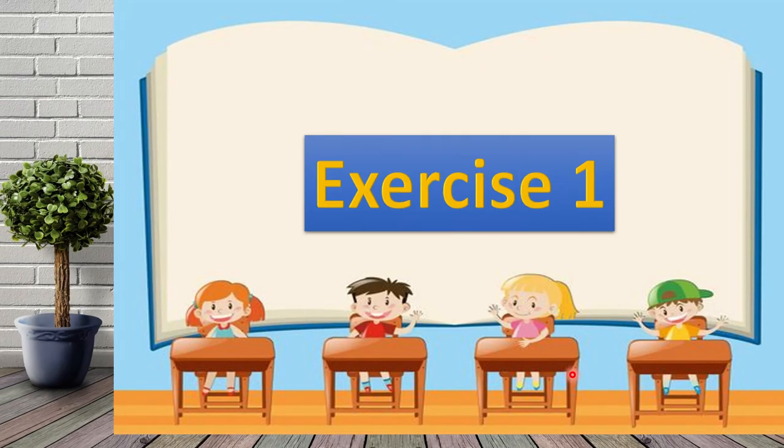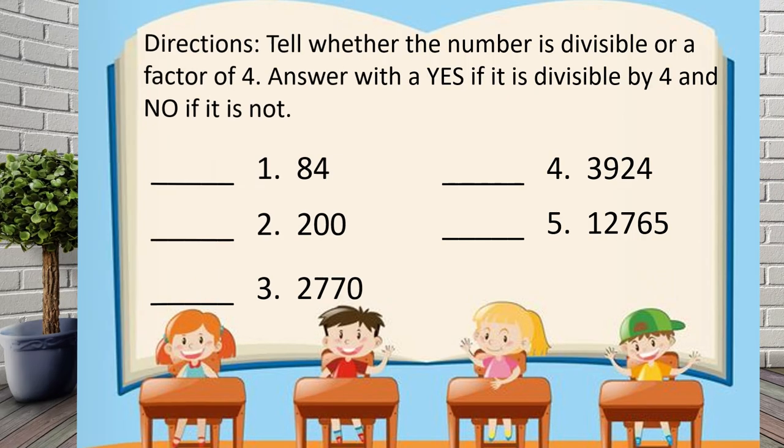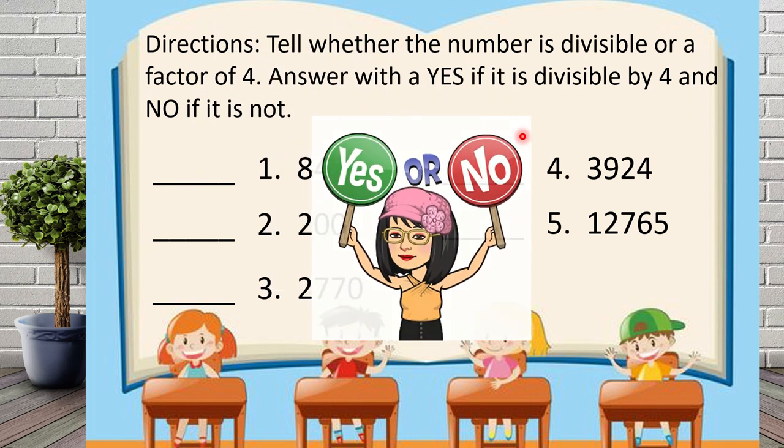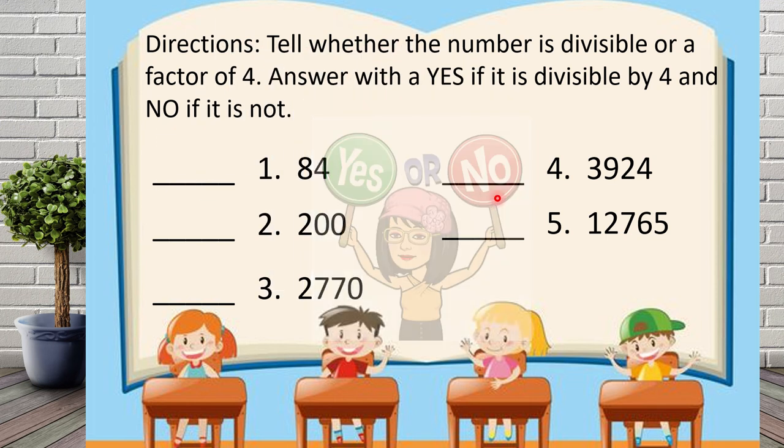Okay, let us have an exercise. First exercise. Direction: Tell whether the number is divisible or a factor of 4. Answer with a yes if it is divisible by 4 and no if it is not. So, all you have to do is answer yes or no.